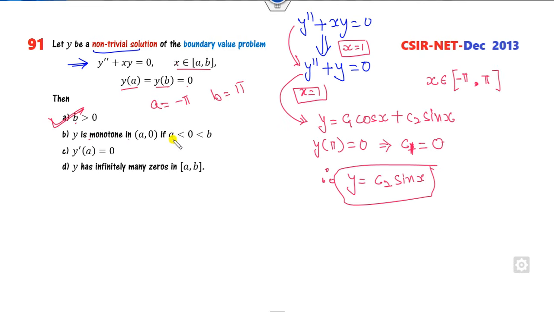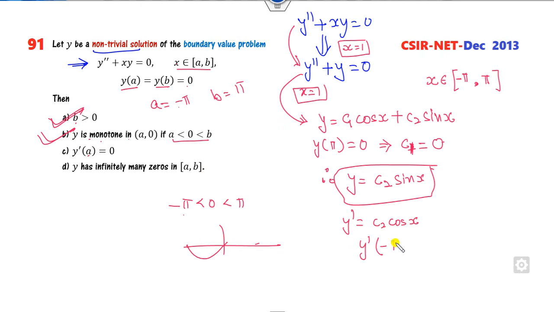y is monotonic if this condition is satisfied. Minus pi less than 0, satisfied. And y is monotonic from minus pi to plus pi, that's satisfied. It's a monotonic function. y dash is 0. So what is the y dash of this? C2 cos x. It clearly says that y dash of A, at minus pi, is non-zero because y is a non-trivial solution. So it's non-zero, so this option is cancelled out.